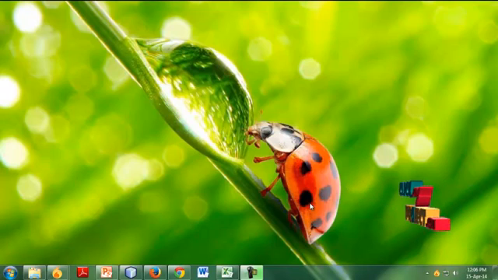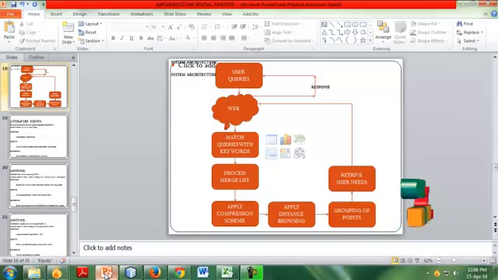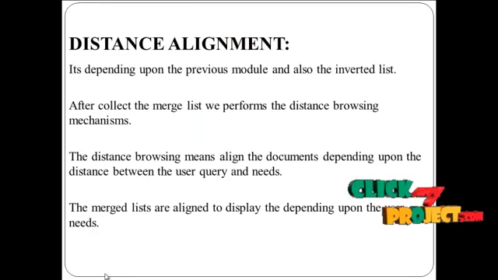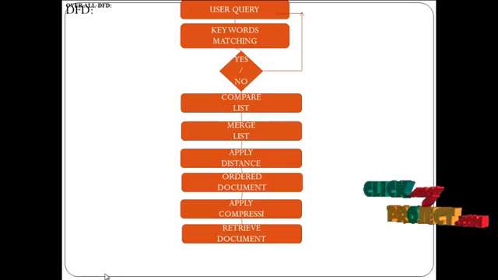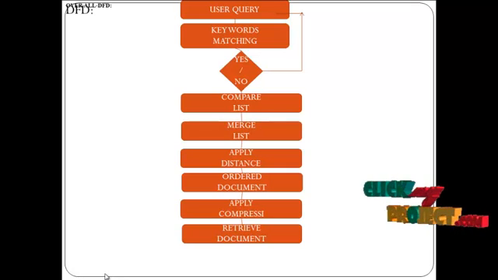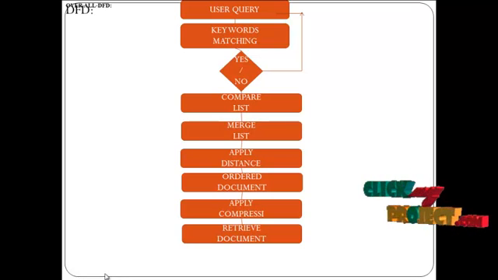Now we are going to see the data flow diagram of the inverted project. It is used to show how to develop the inverted project. Here we see the data flow diagram. It has three important things: compare list, merge list, and then applying the compression scheme.